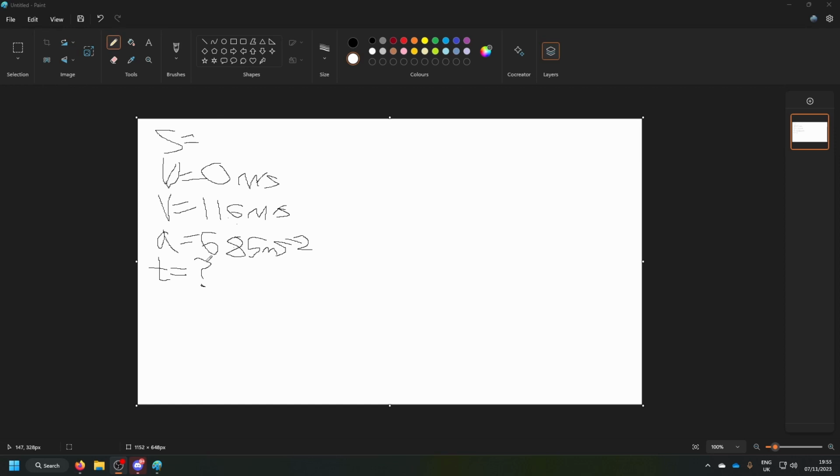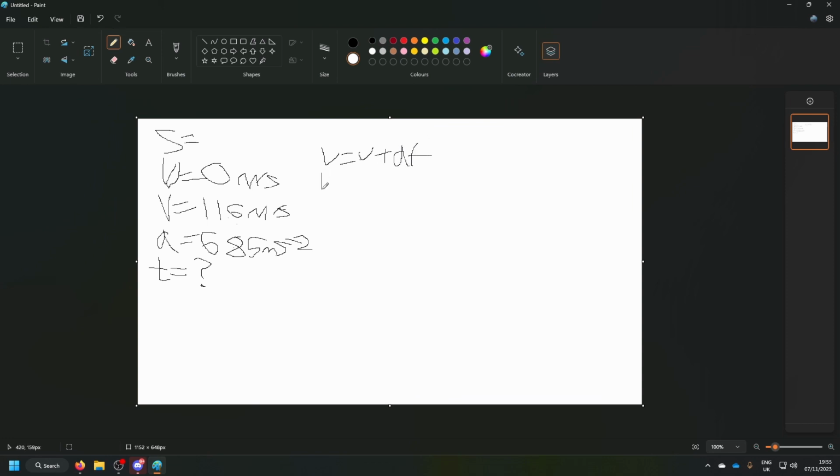Okay. So what equation are we going to need to use? V equals ut plus half at squared. No, wait, hold on. V equals u plus at. Yeah, that one. V equals u plus at, because the other one is s equals ut plus half at squared.